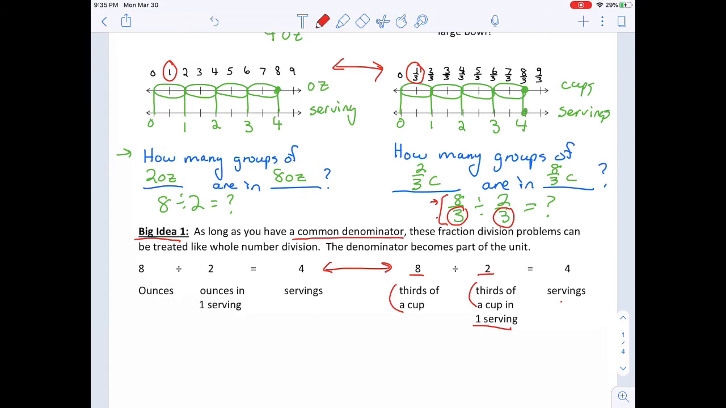Why? Because when we look at 8/3 divided by 2/3, we have the same thirds. That just is our label, how big our parts are, and the count is what we're dividing, the 8 and the 2.